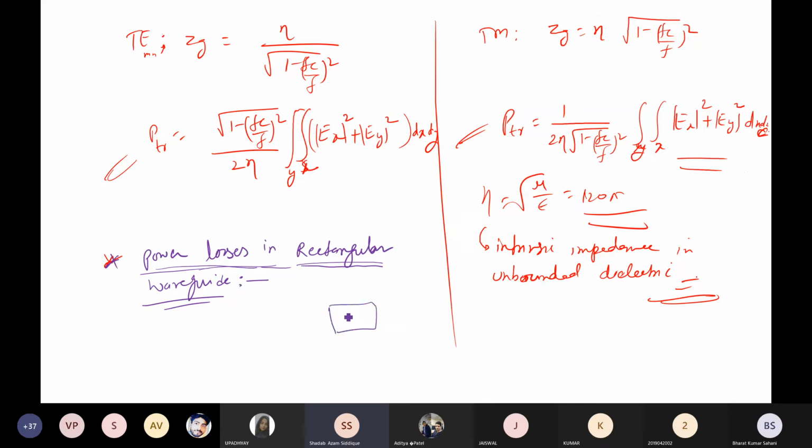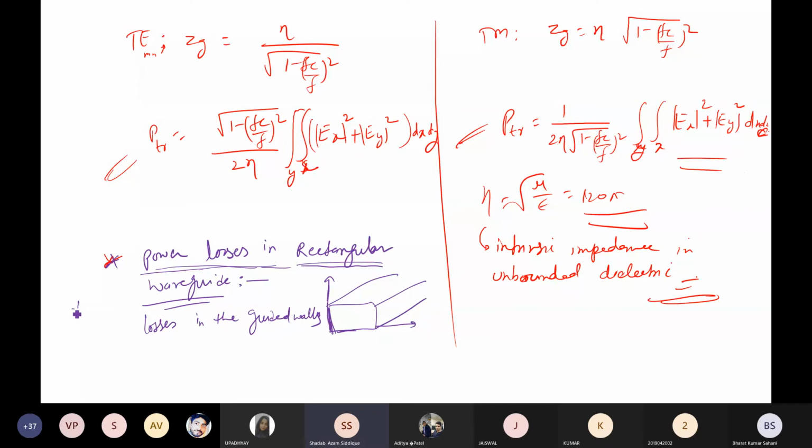In a rectangular waveguide, we have a waveguide wall, and all the waves which are propagating inside the waveguide will collide with the wall. That results in losses, and these are called losses due to the waveguide wall. You can write here, these are the two types of power losses in rectangular waveguide.